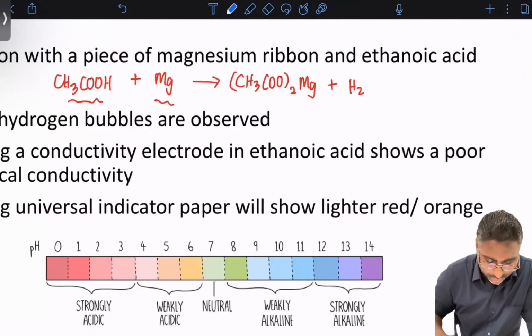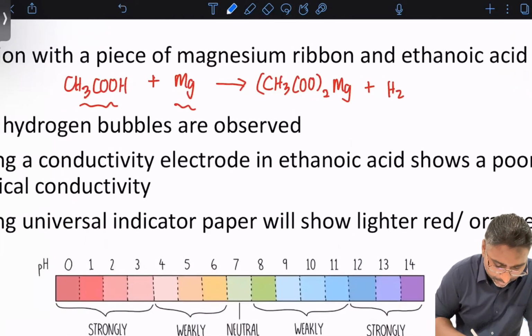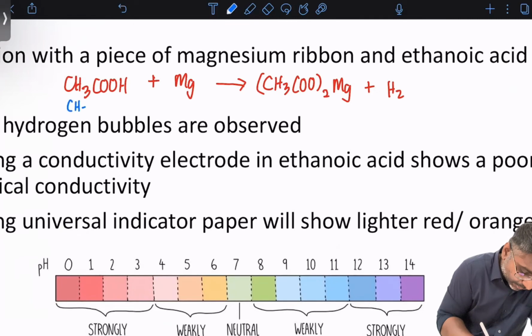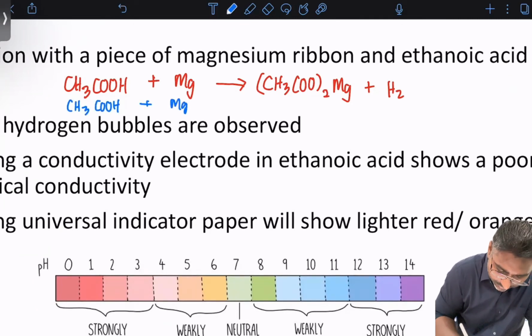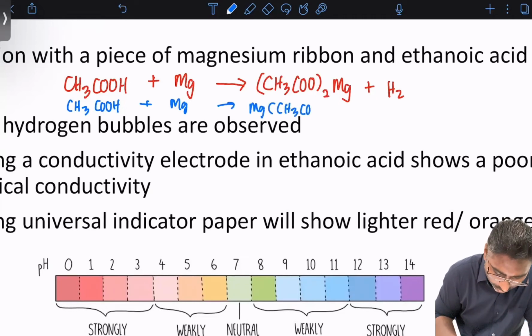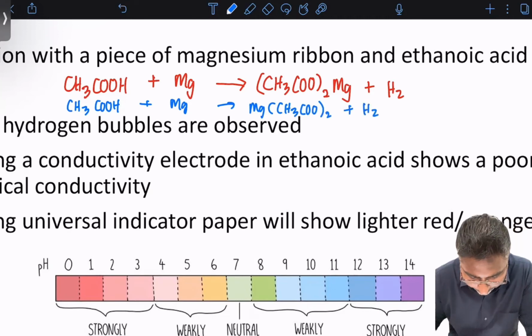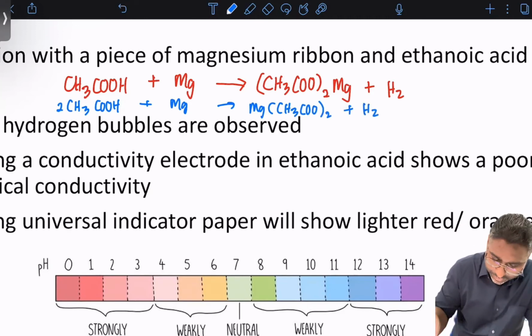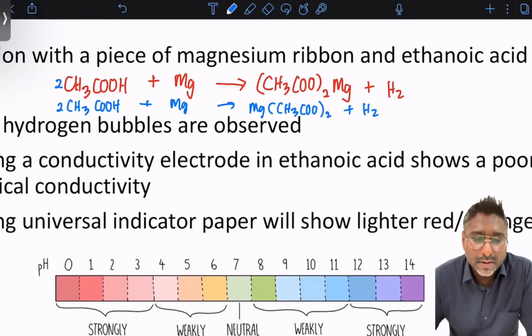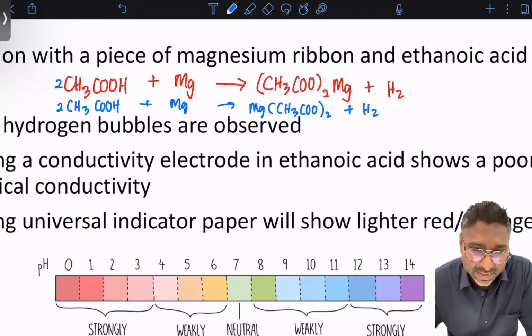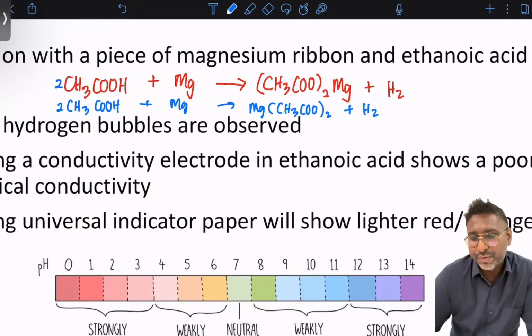Yeah, we normally write like that, but if you still want to write the traditional way, of course, no problem. You just write down like this, plus magnesium to give you Mg(CH3COO)2 plus hydrogen. Of course you need to have 2 there. So it's balanced. Do remember that. But in this case, what do you notice?